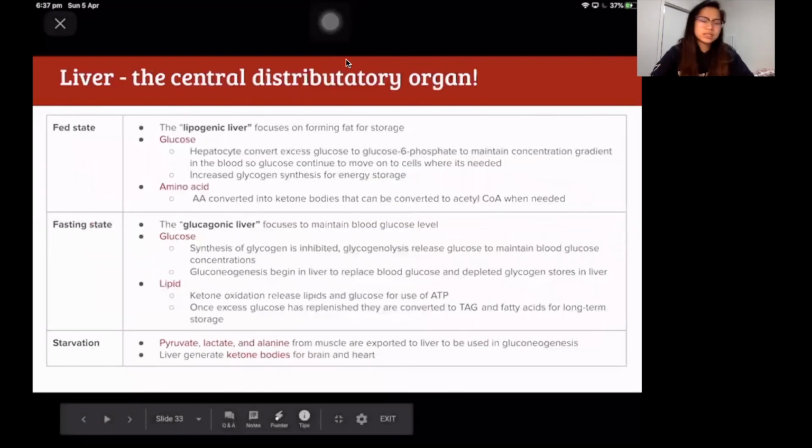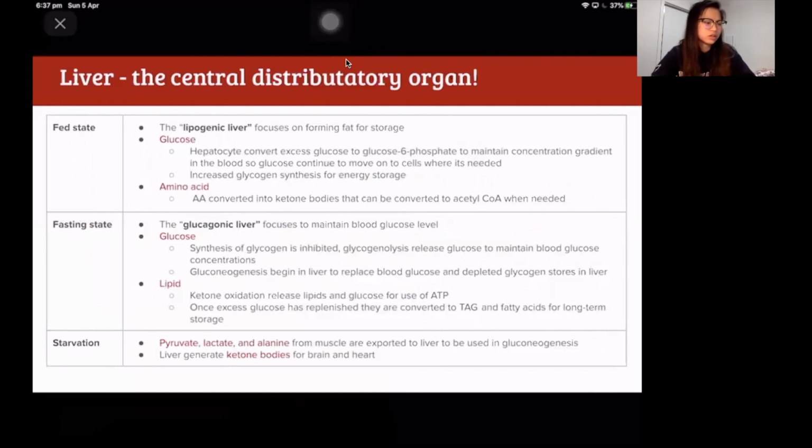Okay, so obviously the liver is at the center of this all. In the fed state, Norma likes to call it the lipogenic liver because it's focusing on forming fat for storage in the body.